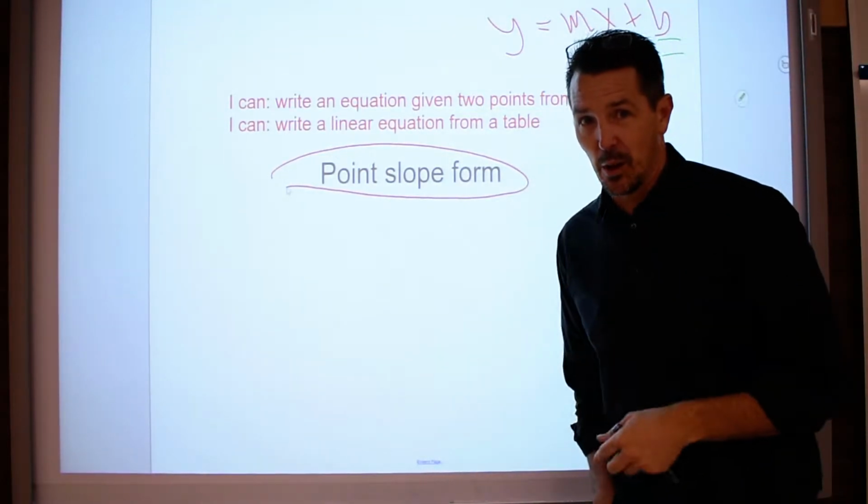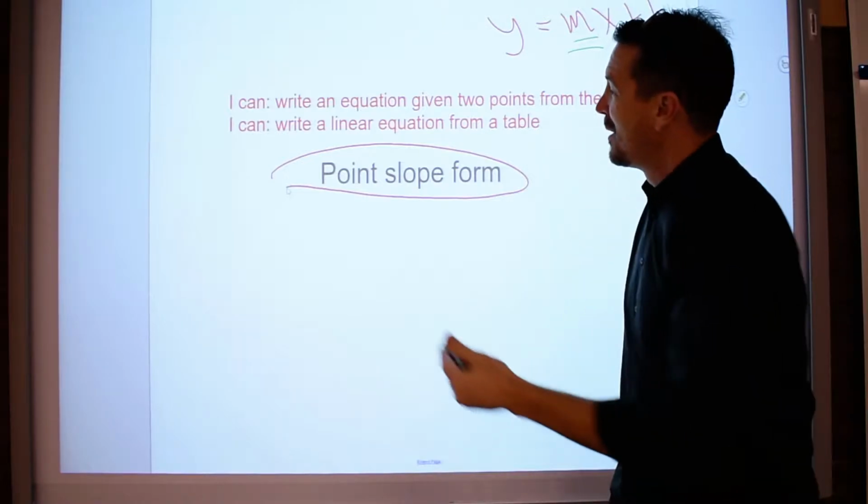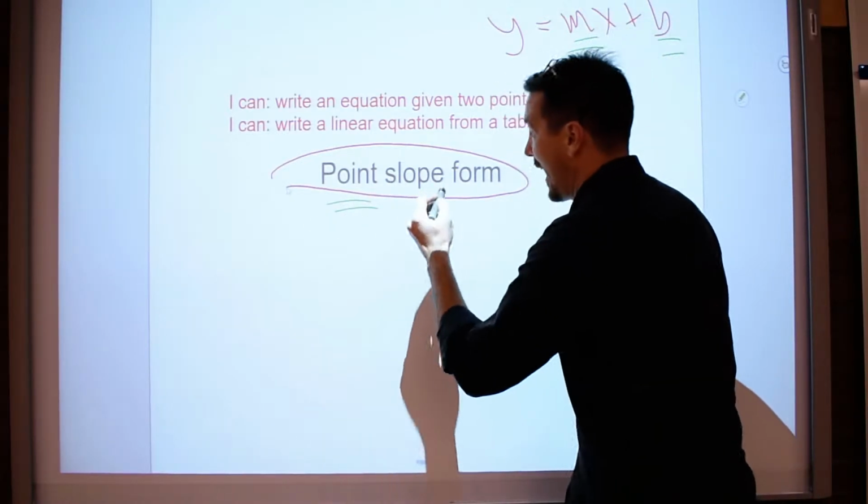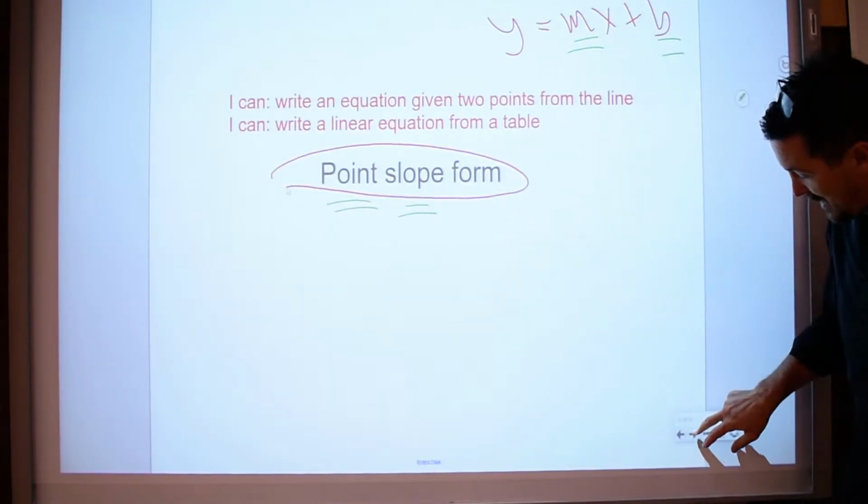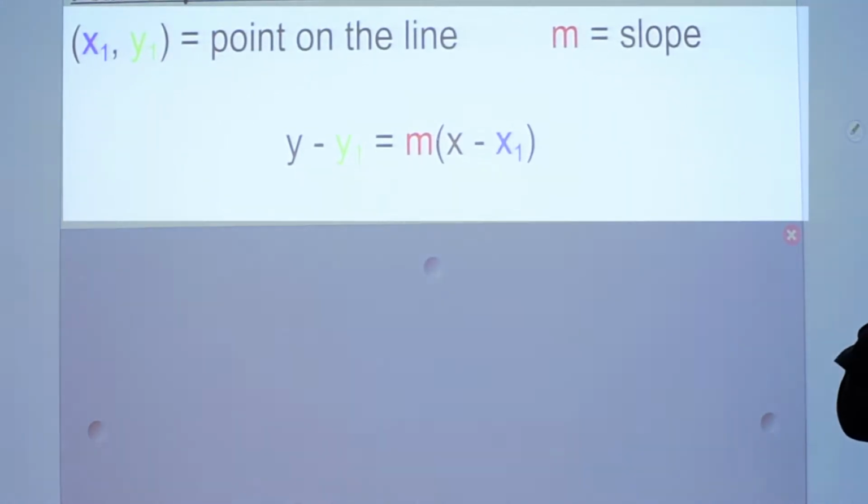Well, if it's called point-slope form, guess what you might need? Probably a point and a slope. These mathematicians and their names. So here we go. Go ahead, write this down. I expect you to have written this down.